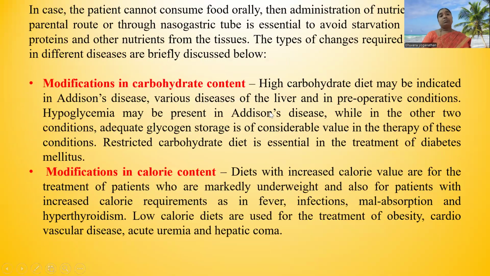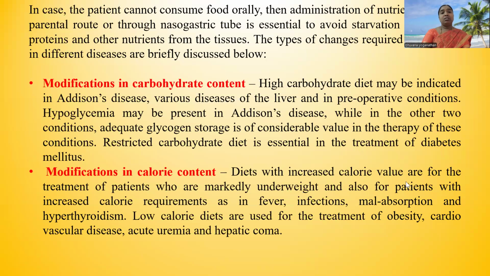In the case where the patient cannot consume food orally, nutrients can be administered by parenteral nutrition or through a nasogastric tube, essential to avoid starvation and loss of protein and other nutrients from tissues. The type of change required in the diet is different for different diseases.